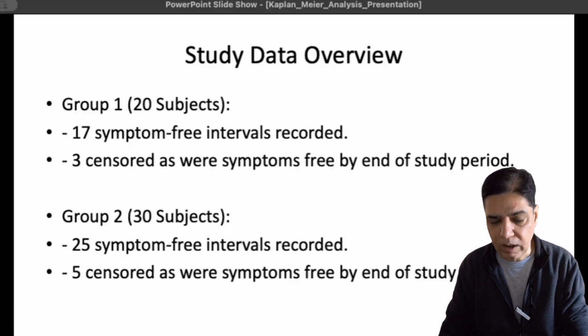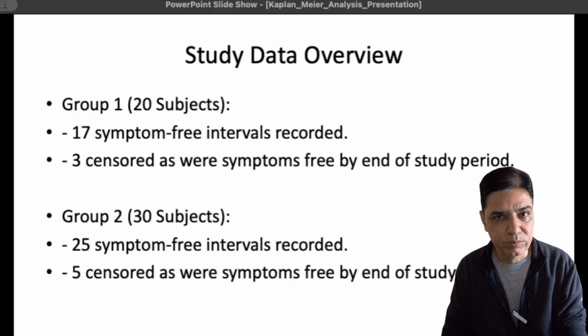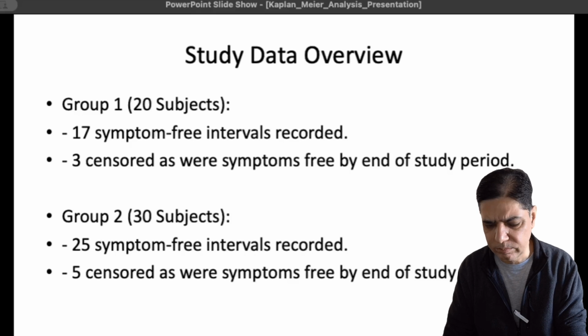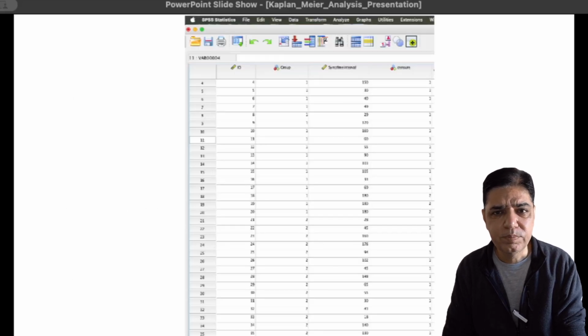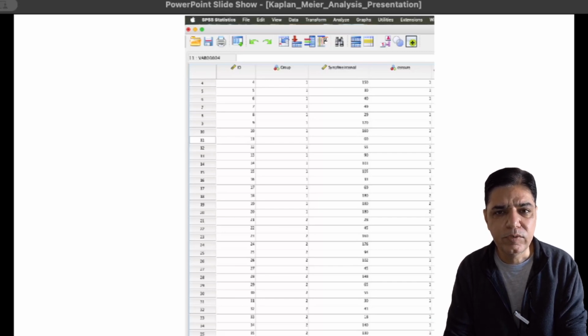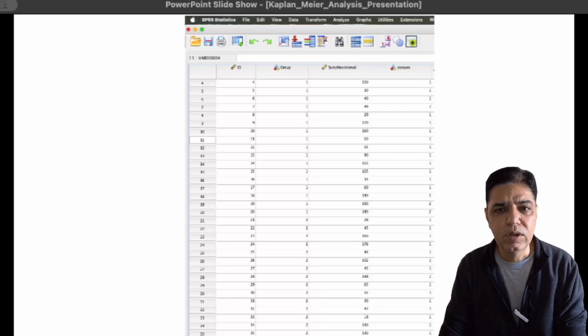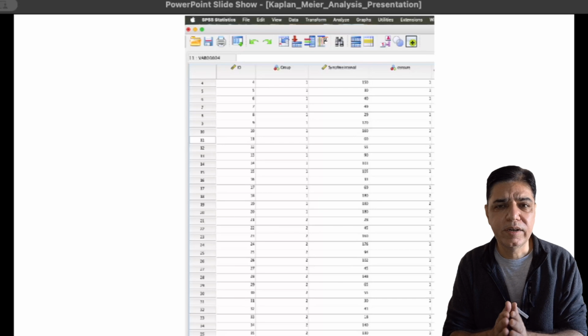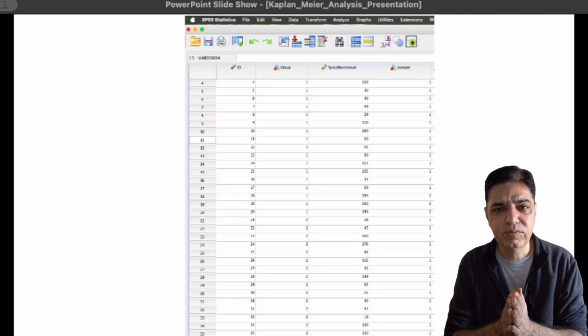Okay, so now we put this data in SPSS. We put this data on an Excel sheet or whatever software you're using. Now I've given you a screenshot of this data being entered into SPSS. So you can see the ID is again the chronological number of the patients. Group 1 or 2: 1 is those who had Montelukast, and group 2 is those who had beclomethasone. And the symptom-free interval is the number of days where they were free.